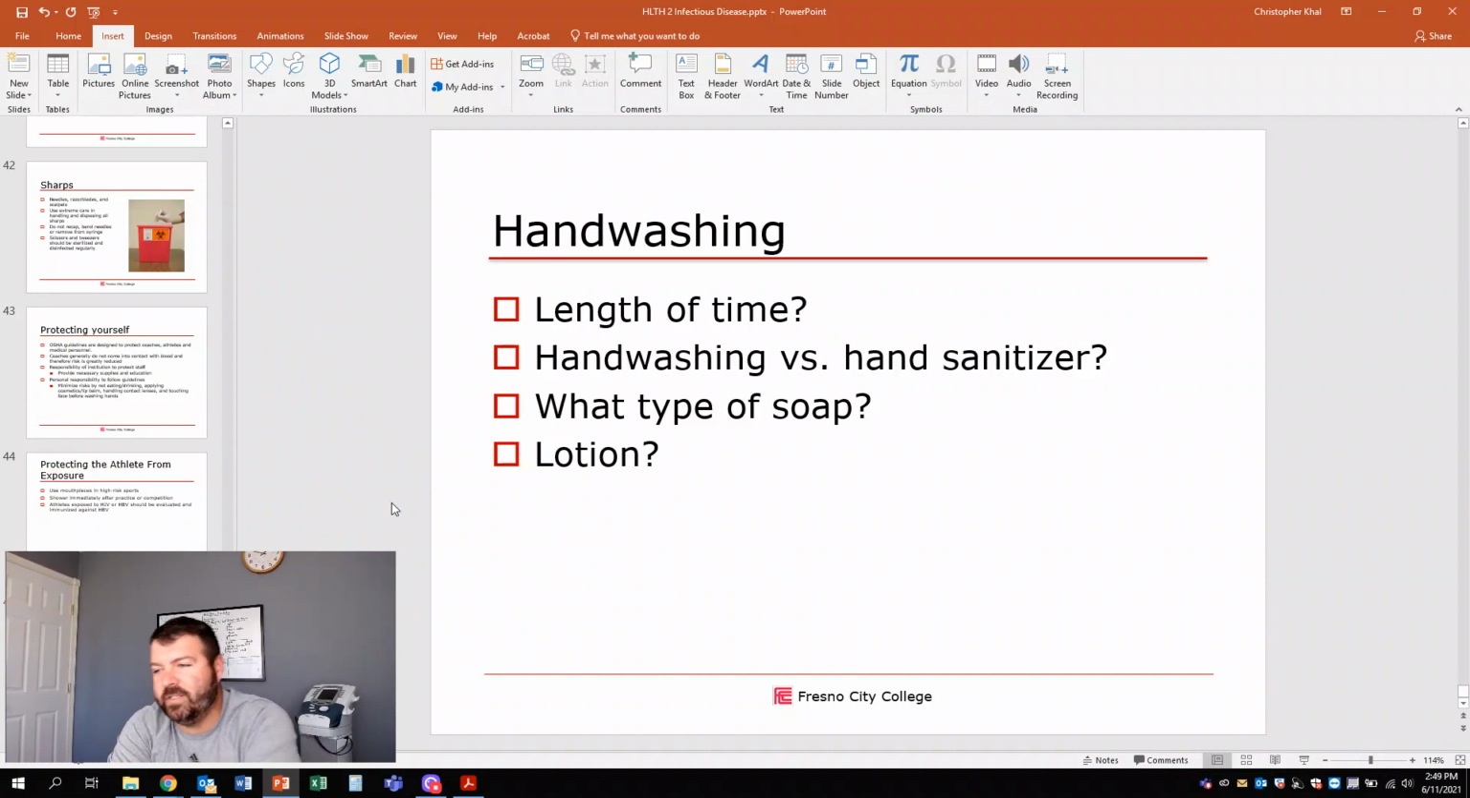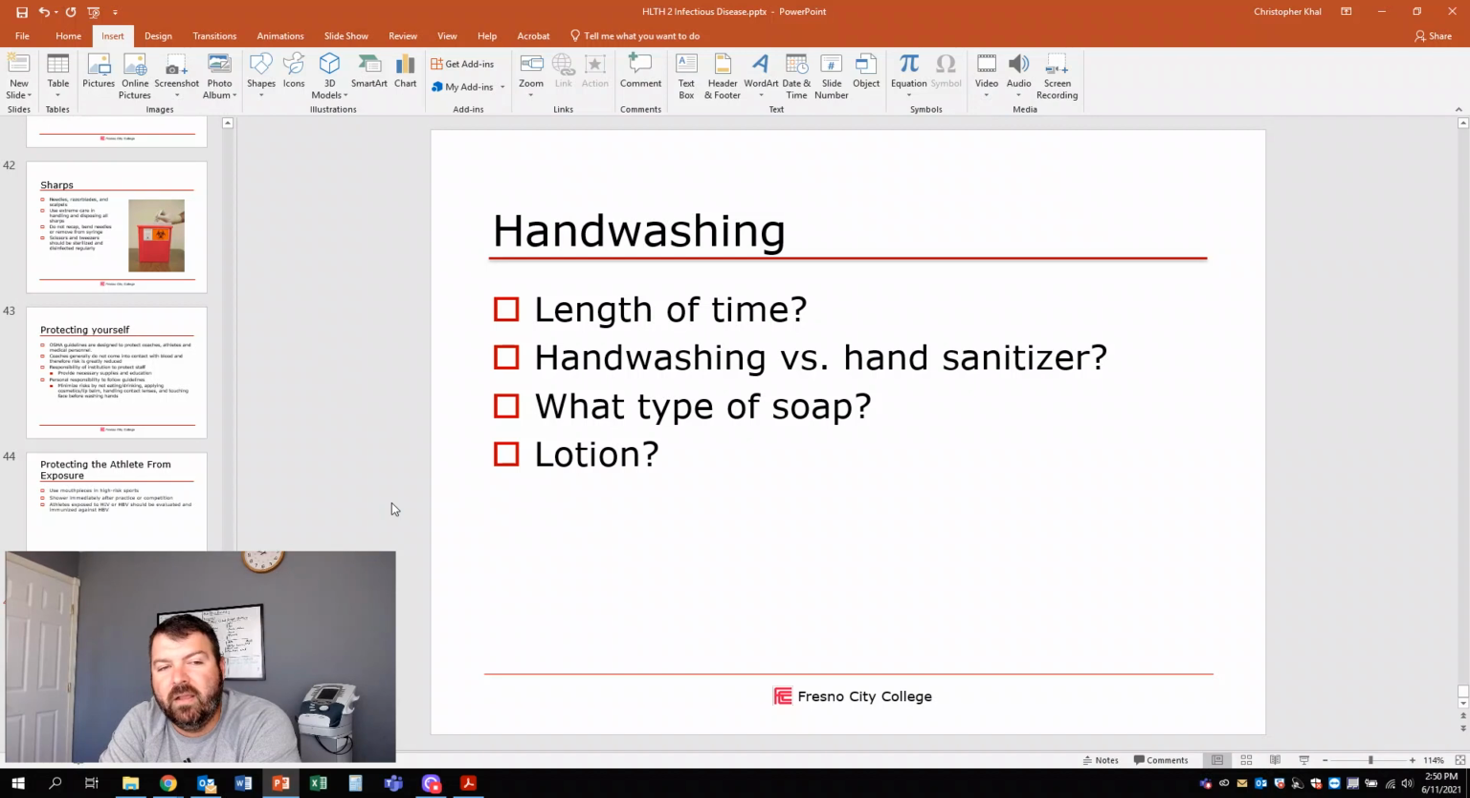All right, hand washing. Length of time: minimum 20 seconds. Minimum 20 seconds, which isn't a stupid amount of time. But you want to take your time.